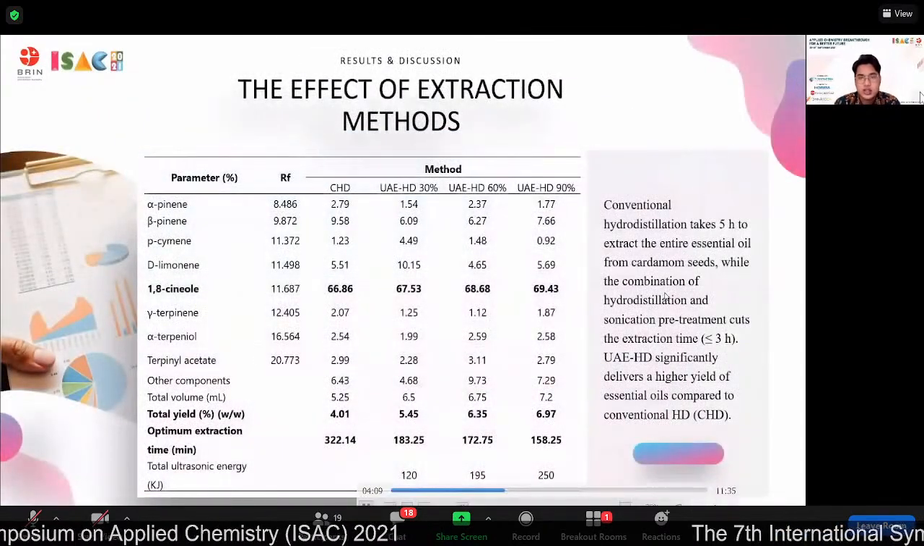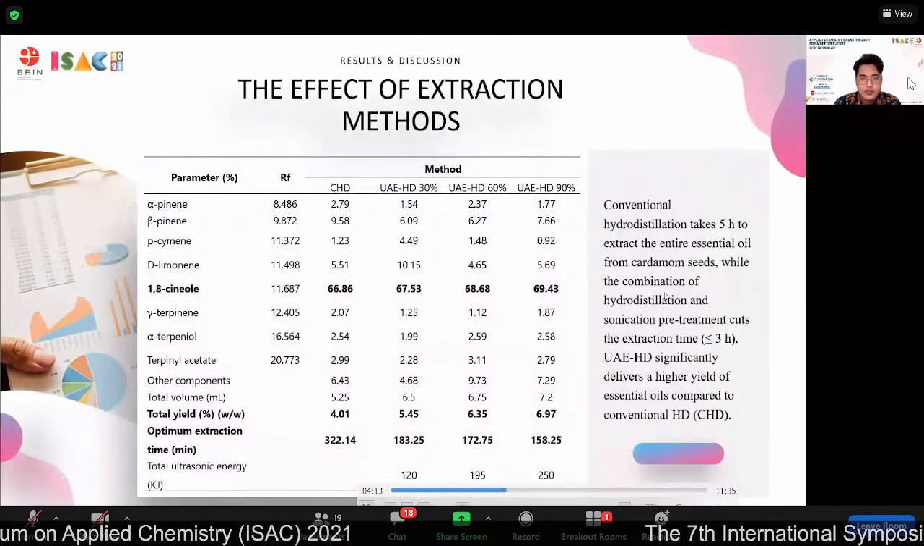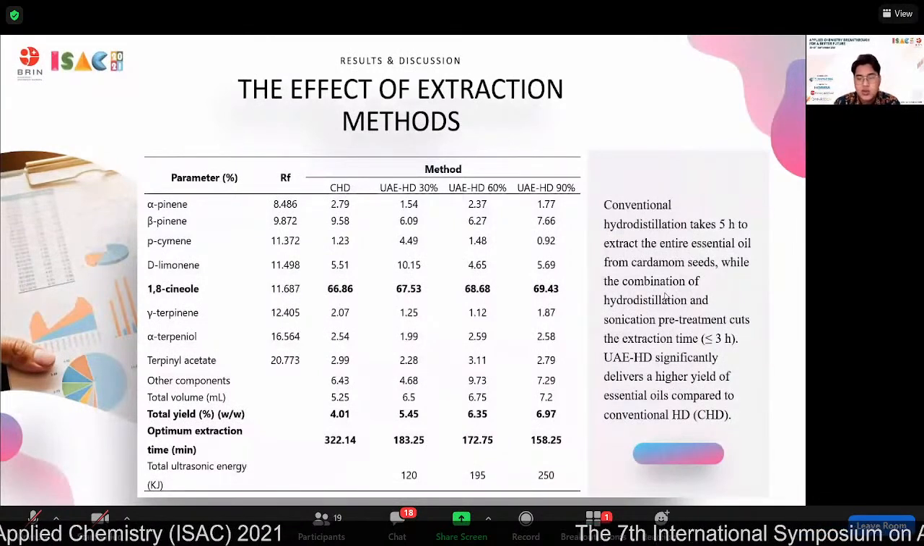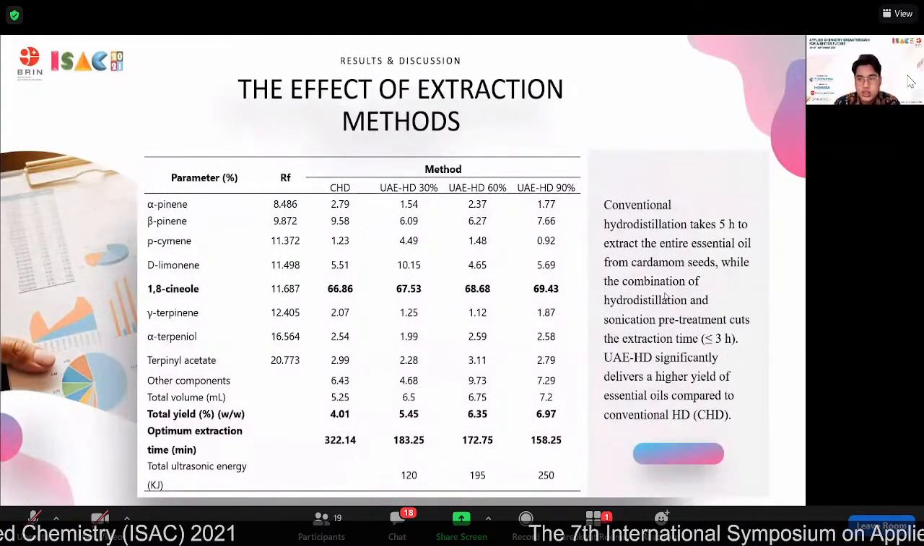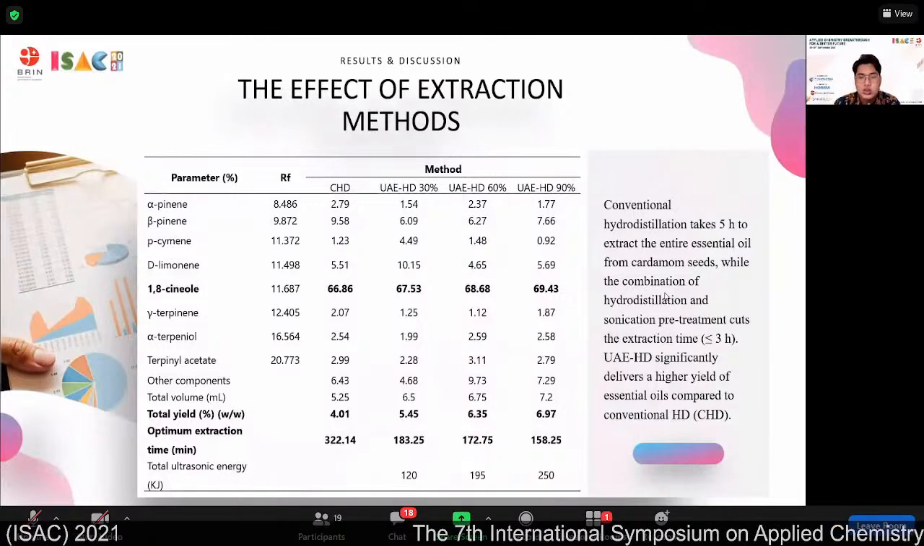And the effect of all extraction methods are summarized in this table. We can see that the total yield was increased when we use ultrasonic pretreatment from 4.01% to 6.97%. The percentage of CNL also increased from 66.86% to 69.43%.